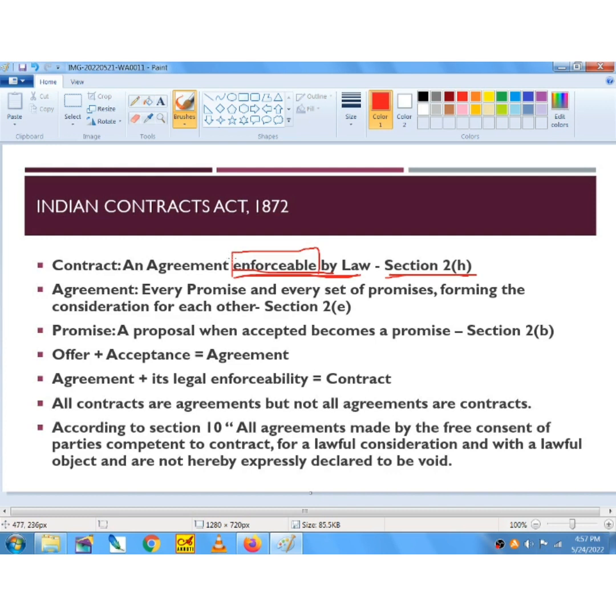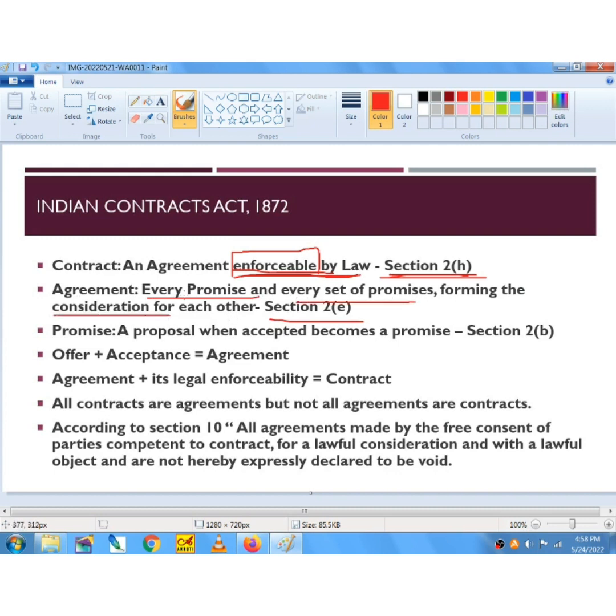When the agreement has the property of being enforceable, it becomes a contract. So this is defined under section 2H. Next we move on to agreement. Agreement is defined under section 2E as every promise and every set of promises forming consideration.